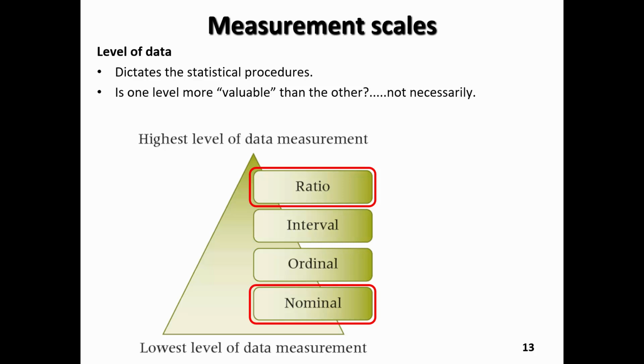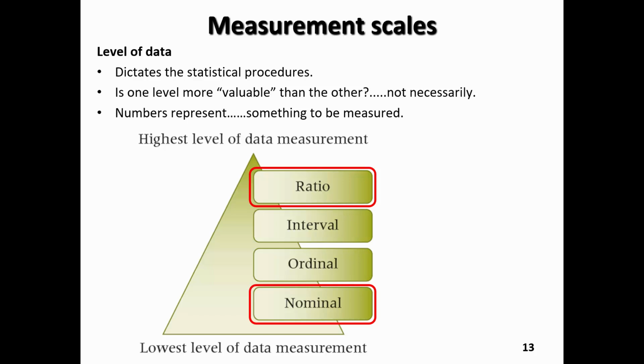Now, when we take a look at these four different levels of data, the one question that comes up is: is one level more valuable than the other? And the answer to that question is not necessarily. The value of data is dictated by the research design and the research question. Some information that's gathered just naturally fits into one level or another. And so the numbers, regardless of the level of data, represent something to be measured.